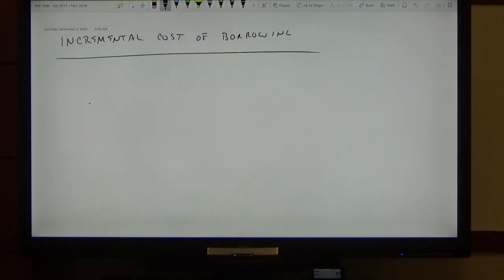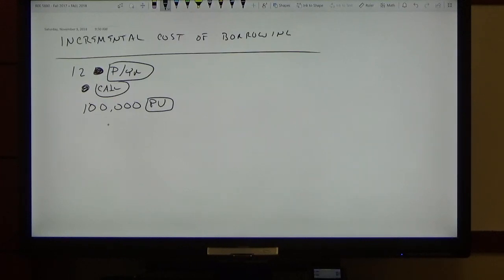So our last topic kind of begins to feed into this topic a little bit, something called incremental cost of borrowing. A simple way to think about this is as follows. Let's say we've got a loan, 12 payments per year, and let's say this loan is, we'll go with $100,000, why not? A $100,000 loan, and the interest rate on this loan, we'll go ahead and do 10% for 30 years, just to keep it simple. So we know that our monthly payment is going to be $877.57.